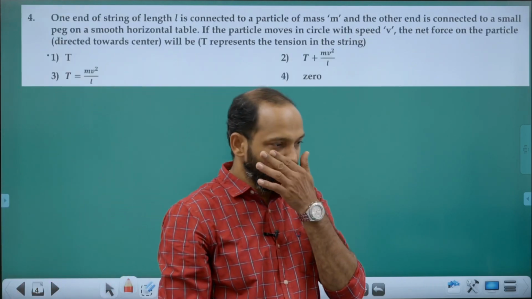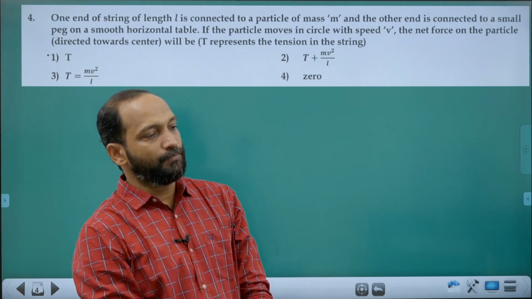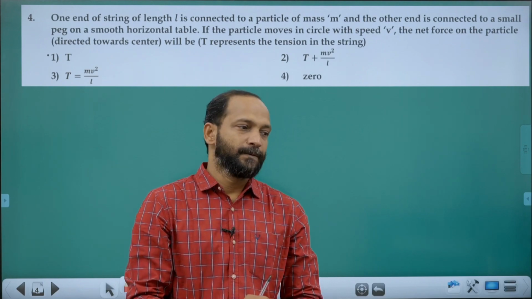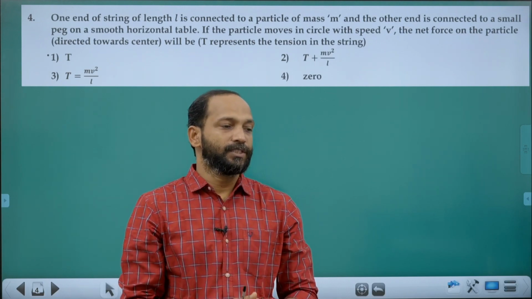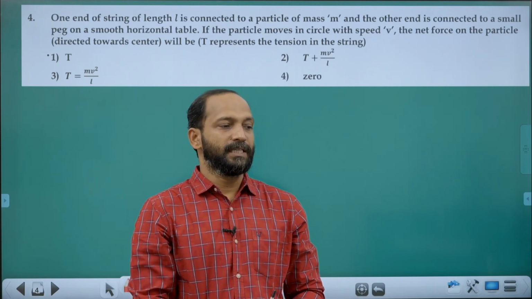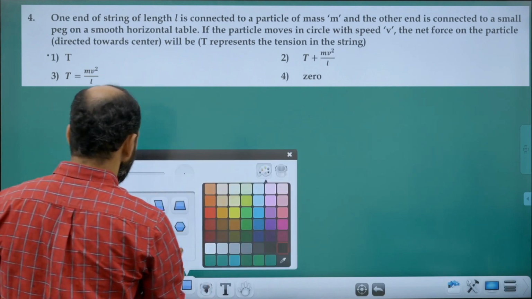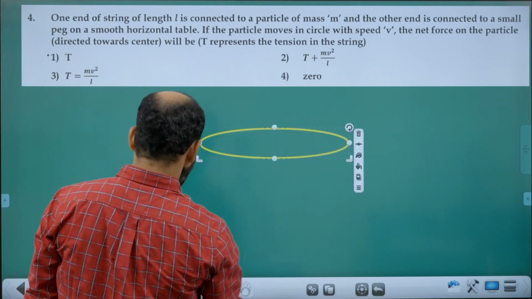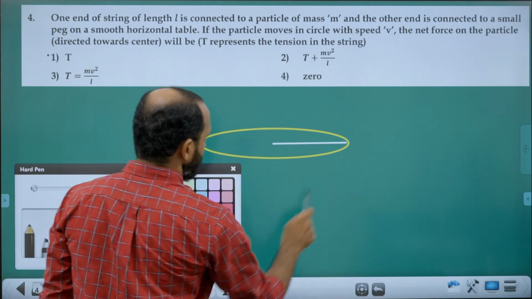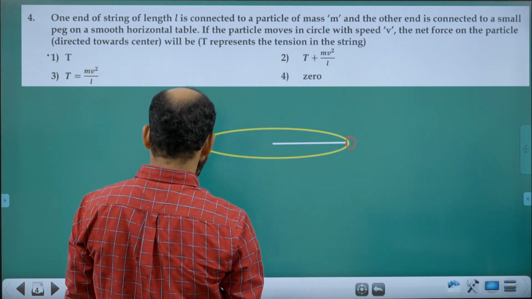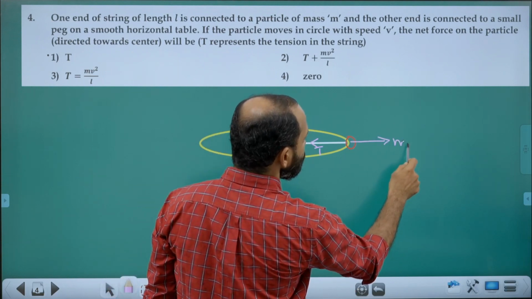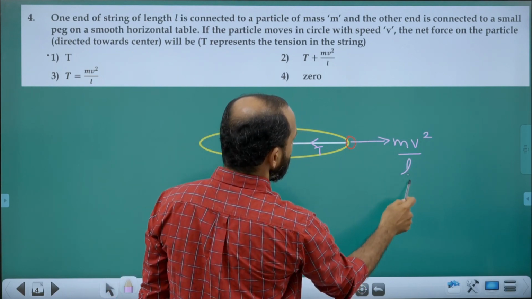Fourth one. One end of the string is connected to a particle of mass m and the other end is connected to a small peg on a smooth horizontal surface, a table. The particle moves in a circle with a speed v. The net force on the particle, which is directed towards the center, will be, where T represents the tension. It's all about a horizontal circle. There is a string and also a mass. Various forces are tension T, radially inward, and centrifugal force mv square by L, where L is its length.